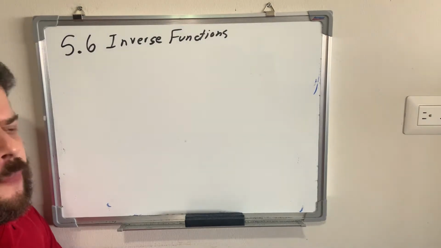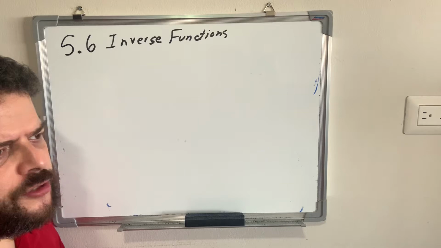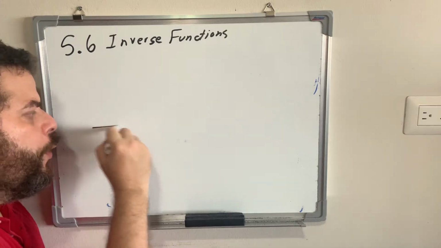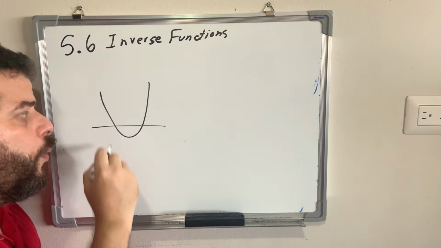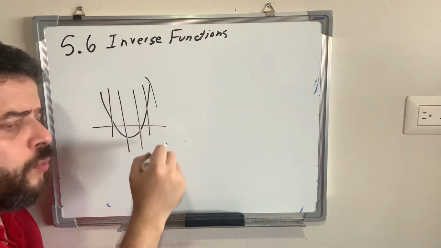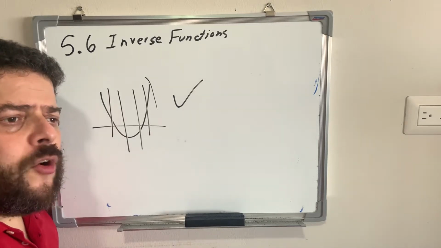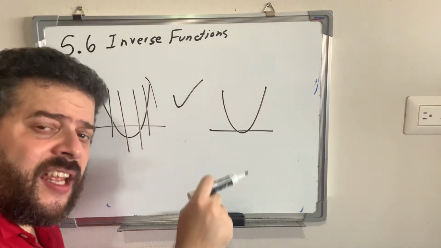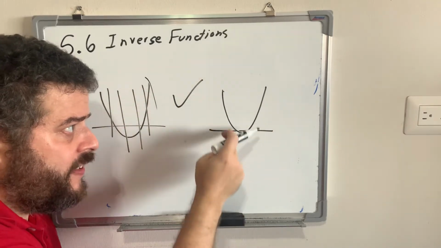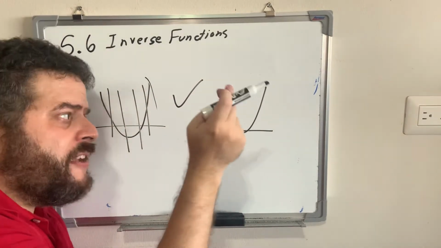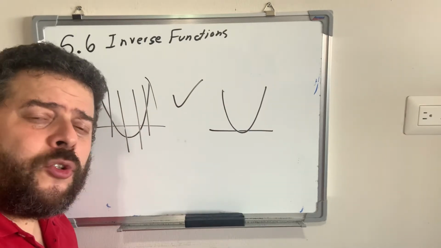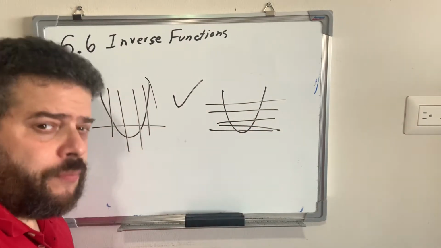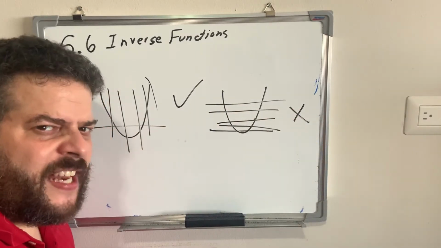So pretty much 5.6 focuses on finding inverse functions. Now, graphically, there are a couple of ways we can work this. First of all, to determine whether we're looking at an actual function, we do the vertical line test. If it only touches once, then it is a function. In order to determine whether the function I'm looking at has an inverse, I do what's called the horizontal line test, which is horizontal lines. If it touches more than once, then it does not have an inverse.